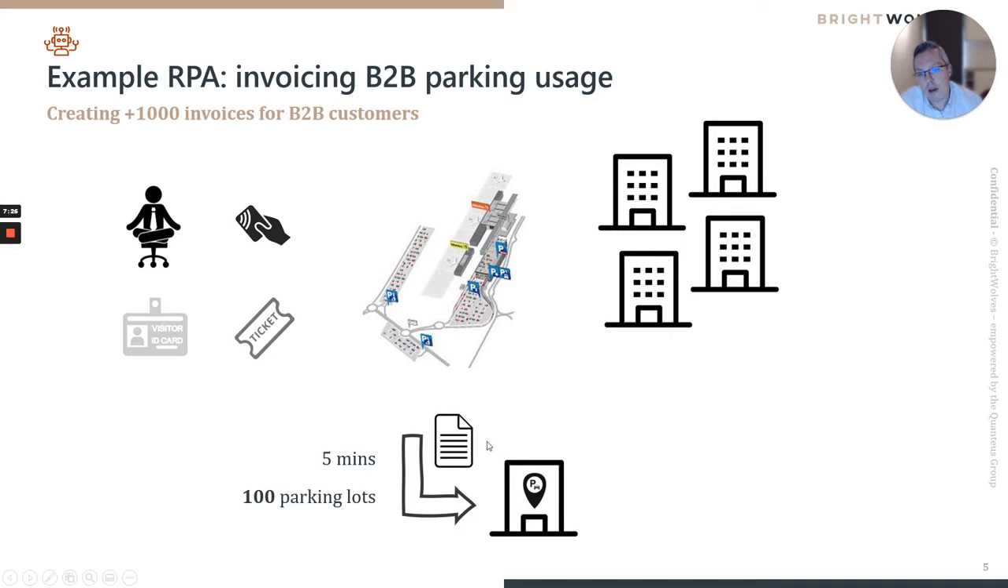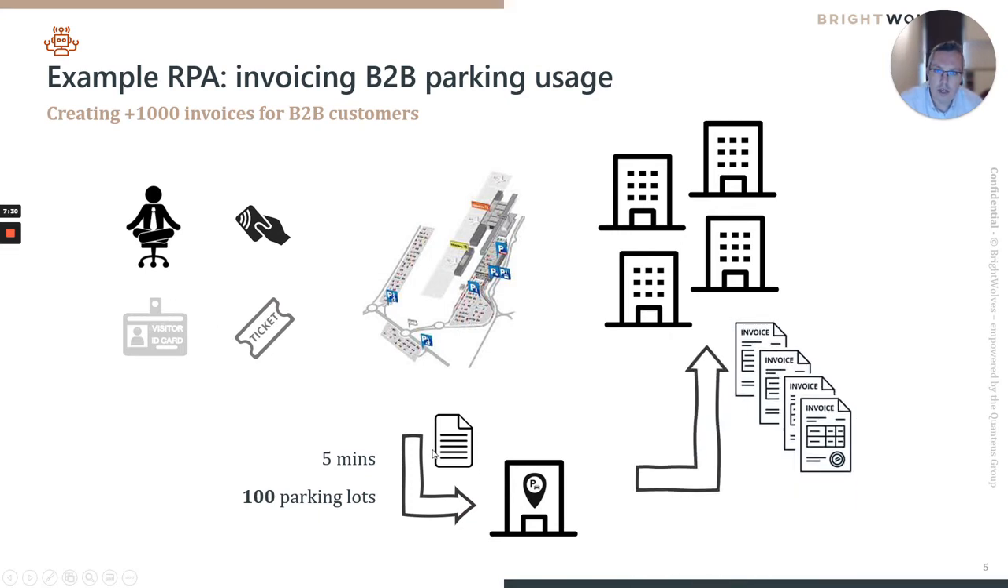Once they had the file with all the transactions, with all the people driving in and out, they had to create invoices for all of their customers. And that only took, again, 5 minutes per invoice, but now it was over 1,000 customers for which they had to create an invoice. So that took more than 5,000 minutes per month, which is quite a lot. So a lot of people were busy with this, and they wanted to really automate this.